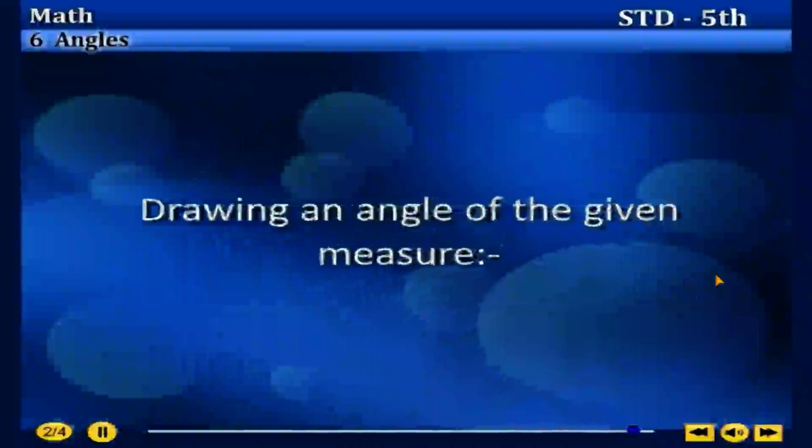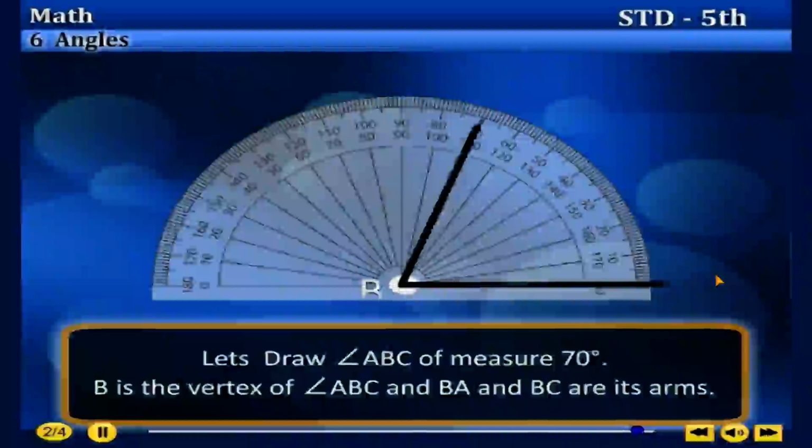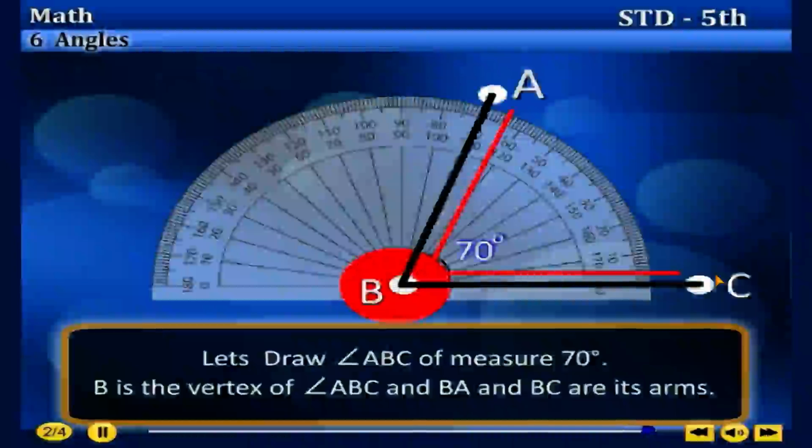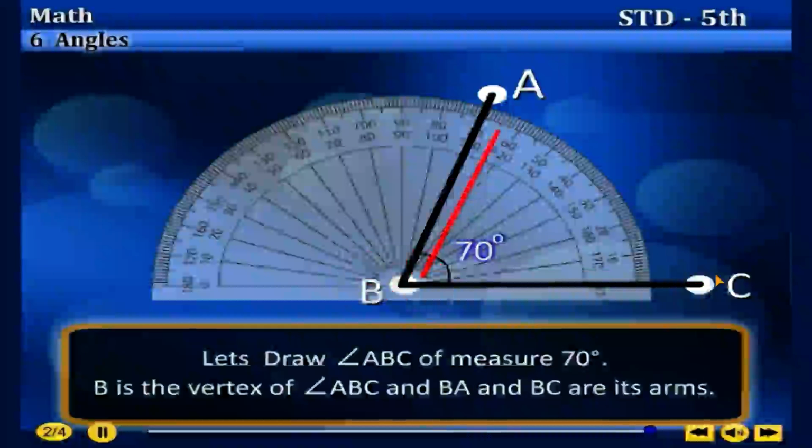Drawing an angle of the given measure. Let's draw angle ABC of measure 70 degrees. B is the vertex of angle ABC, and BA and BC are its arms.